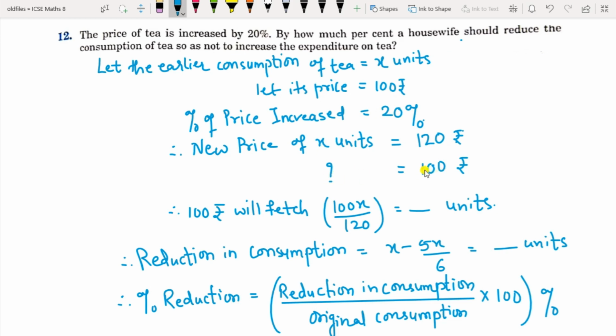So for 100 rupees, cross multiply: 100 into x by 120. You will get 5x by 6 units. Before they were consuming x units, now they are consuming 5x by 6 units. So what is the difference in the consumption? Take the LCM and solve. This is x by 6. That is the difference. That much tea consumption they have reduced.